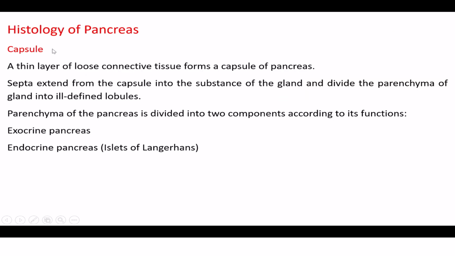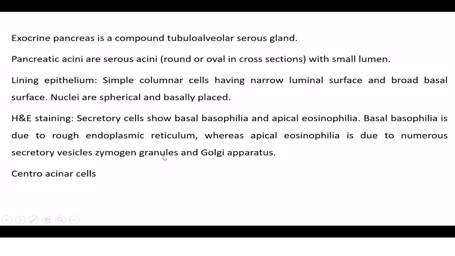So histology of pancreas, it will have a capsule. A thin layer of loose connective tissue forms a capsule of pancreas. Septa extend from the capsule into the substance of the gland and divide the parenchyma of the gland into ill-defined lobules. Parenchyma of the pancreas is divided into two components according to its function, namely the exocrine pancreas and endocrine pancreas, which has islets of Langerhans.